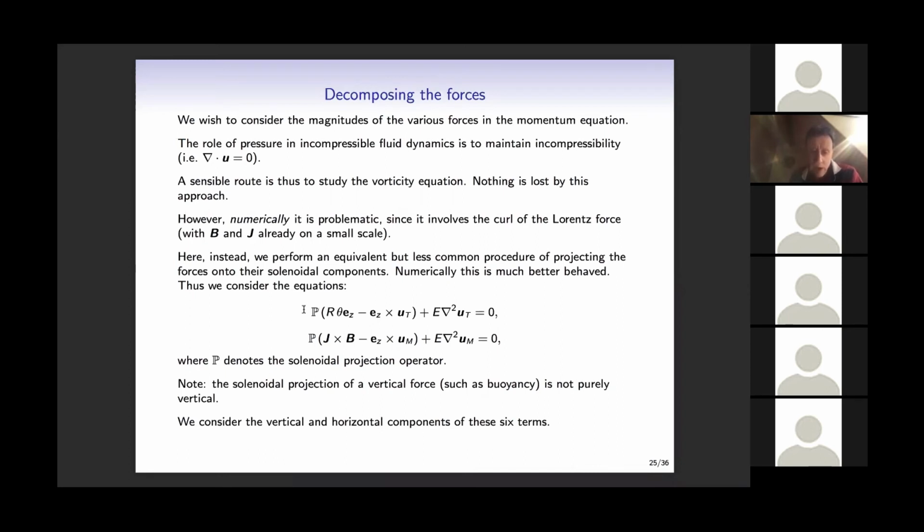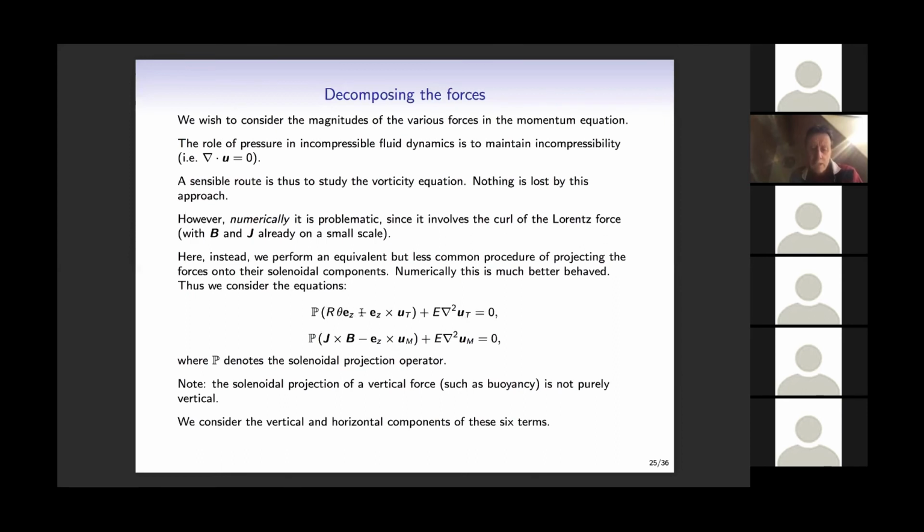And why that's better is that the projection operator is a much nicer computational operator than the curl operator. Okay, it doesn't introduce terms proportional to the wave number at high wave number. And so this is what we do. We project the two equations. There's no projection operator here because it's already projected. UT is already solenoidal.